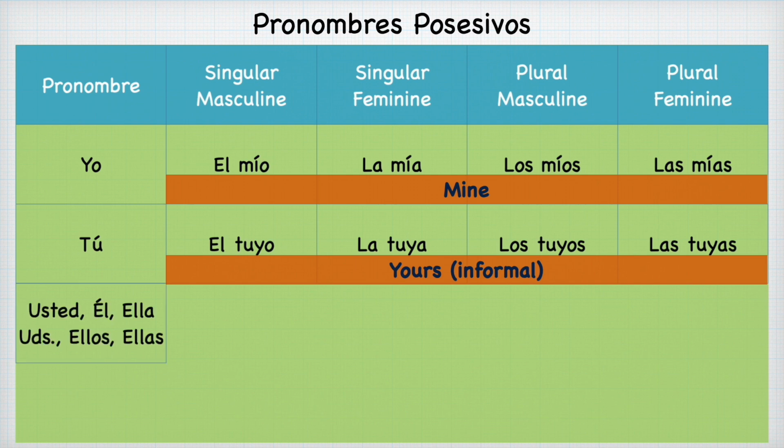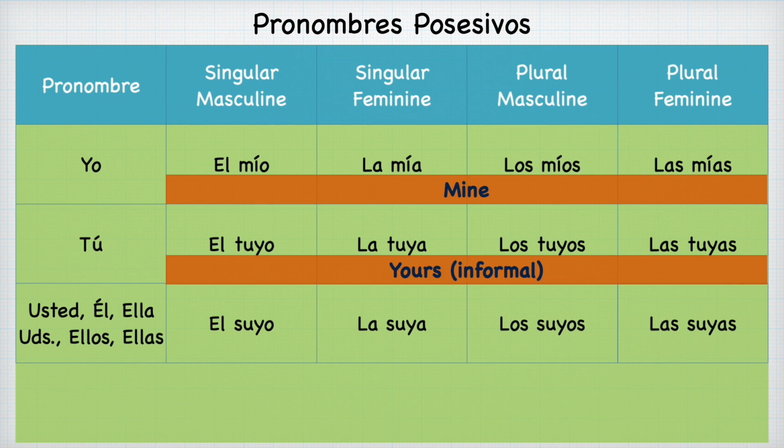For the formal and plural you, for he, she, and they, the possessive pronouns are all the same. In singular masculine, we have el suyo. In feminine, la suya. And in plural, we have los suyos.